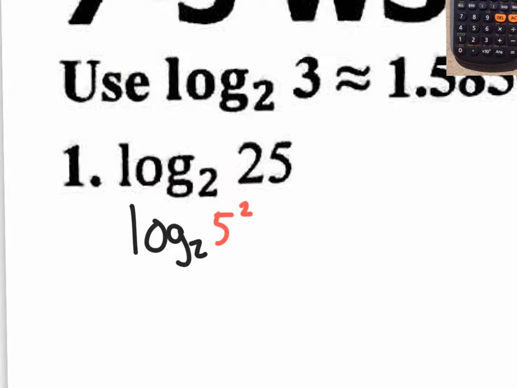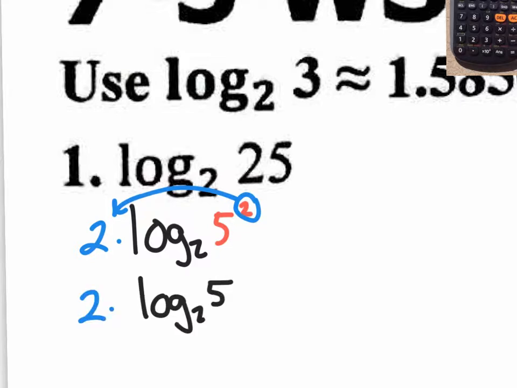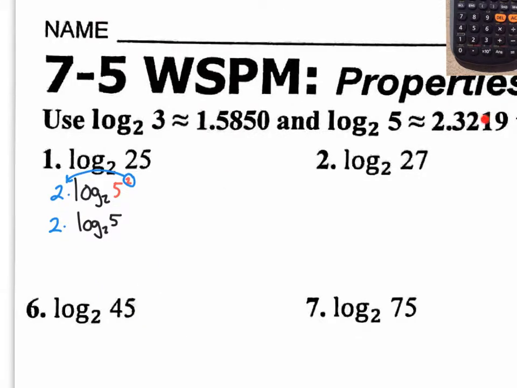Now the power property, what does it say? You could take the power and put it out in front with multiplication. So I'm going to take this 2 and put it out right here in front with multiplication. So I really have 2 times log base 2 of 5. Now if we take a look at our instructions again, log base 2 of 5 is 2.3219. So let me take that 2.3219 and replace the log base 2 of 5.